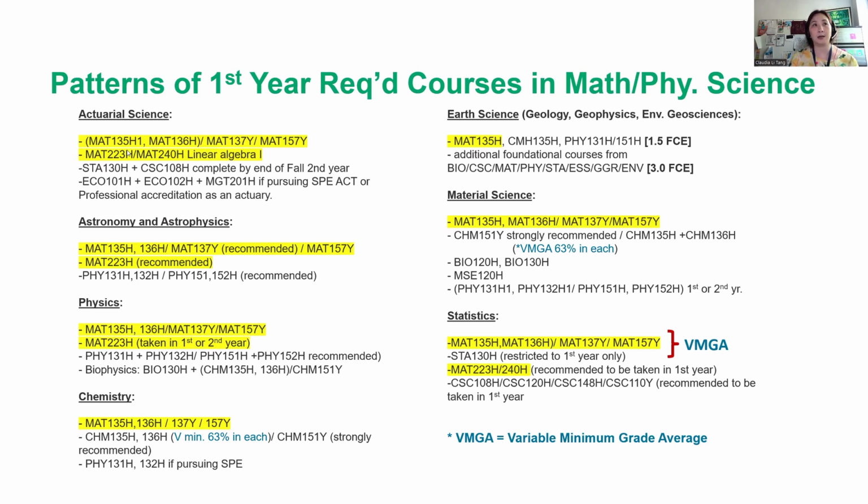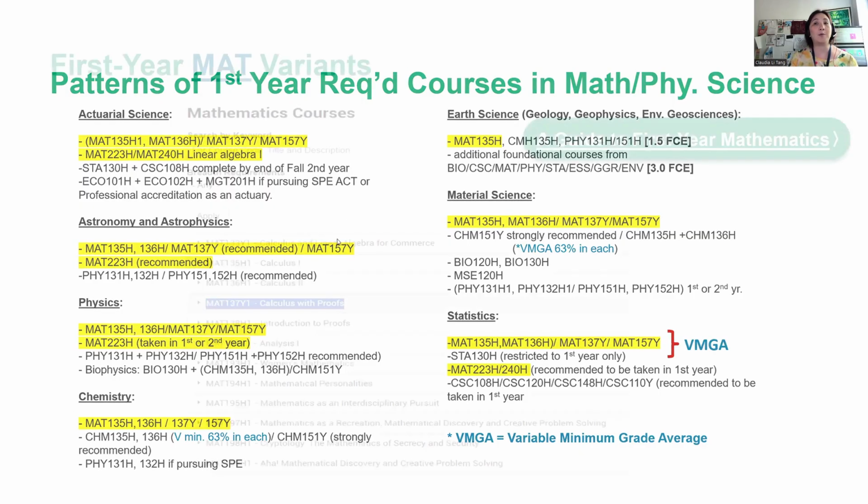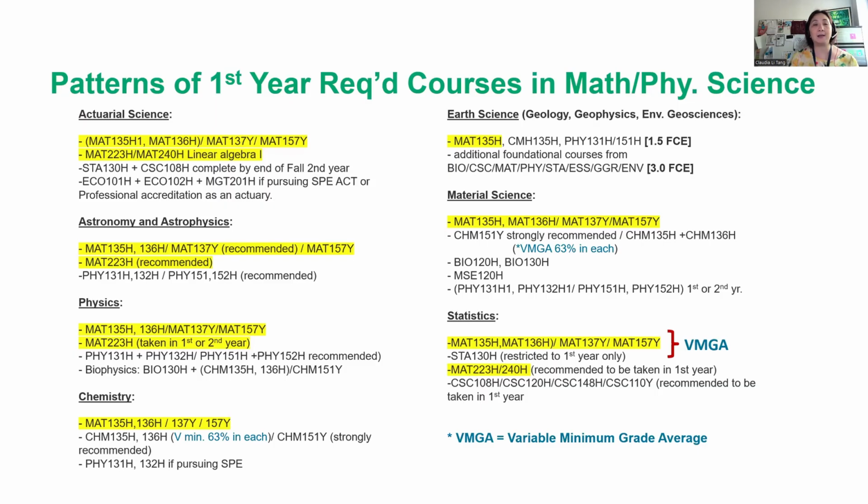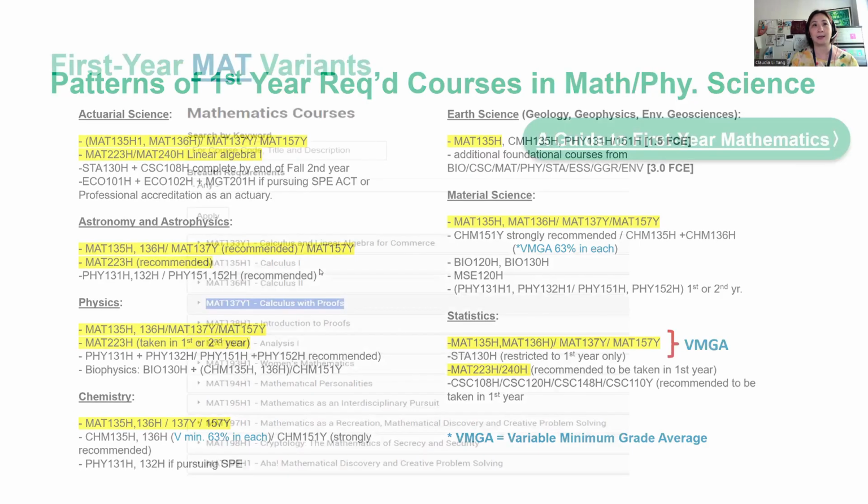The question here is that they accept the Math 135, 136 combination, or Math 137 and 157, these variants. How would you determine which one to take? That really depends on what the recommendation is, so you may have to look into that.